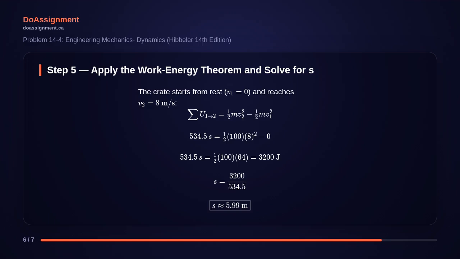Setting the net work equal to the change in kinetic energy, 534.5 times s equals 1/2 times 100 times 8 squared minus 0 since the crate starts from rest. 1/2 times 100 times 64 equals 3,200 joules. Dividing both sides by 534.5 gives s equals 3,200 divided by 534.5, which is approximately 5.99 meters. The crate must slide about 5.99 meters to reach a speed of 8 meters per second.